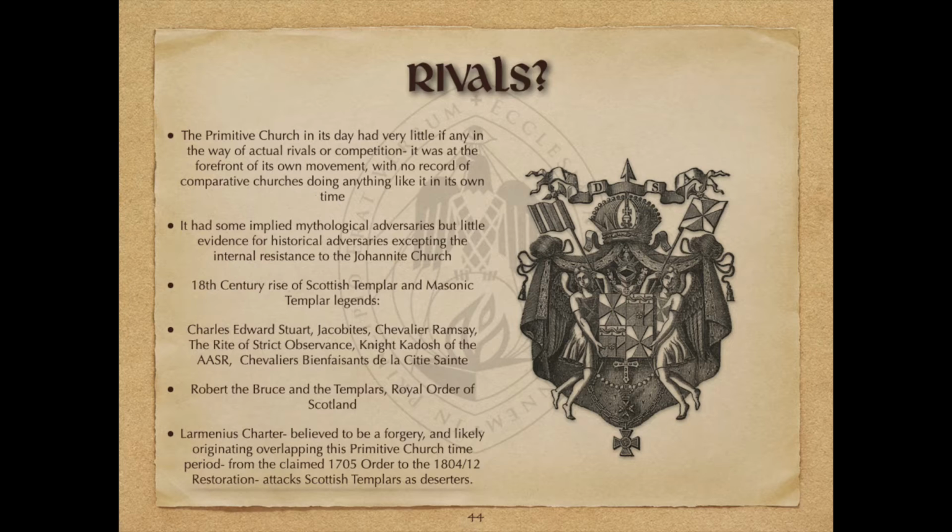The first part of this final section is simply on rivals. Did the primitive church of the Order of the Temple have any real rivals or competition in its time? Were there other organizations doing some version of what they did that were competing for members or money or airtime? There are other people, both within and without the AJC, who have a better knowledge of this time period than I do. So you get what I've got, which may or may not be much. Hey, it's free. As far as I can tell, from everything I know about the organization and its context, the primitive church in its day had very little, if any, in the way of actual rivals or competition.